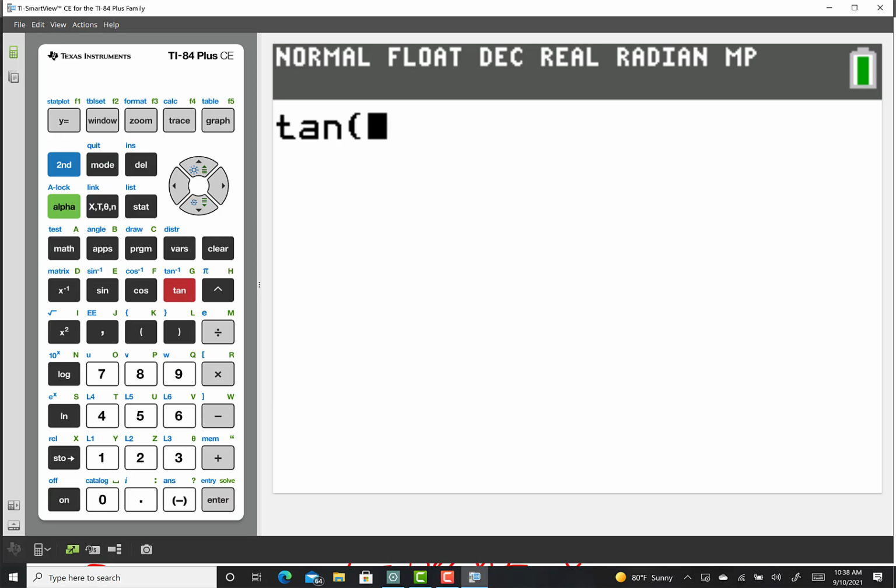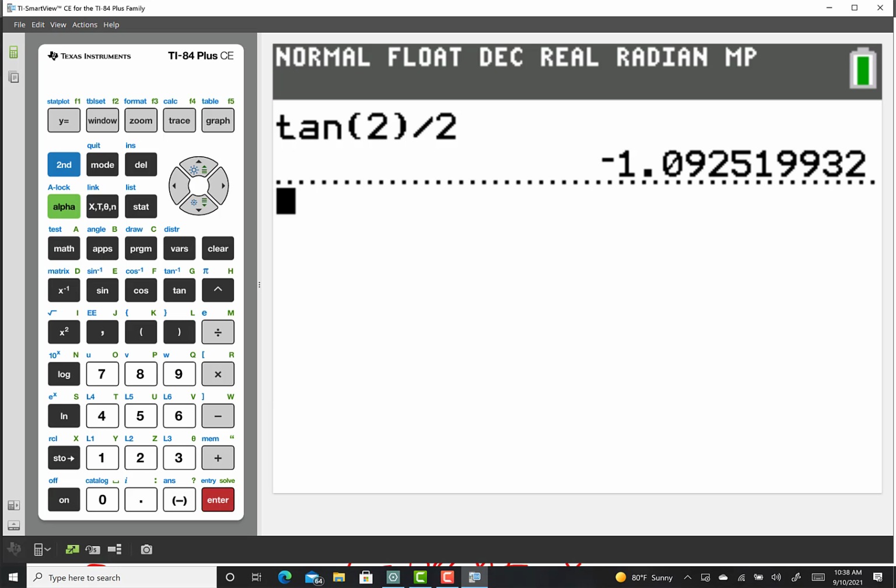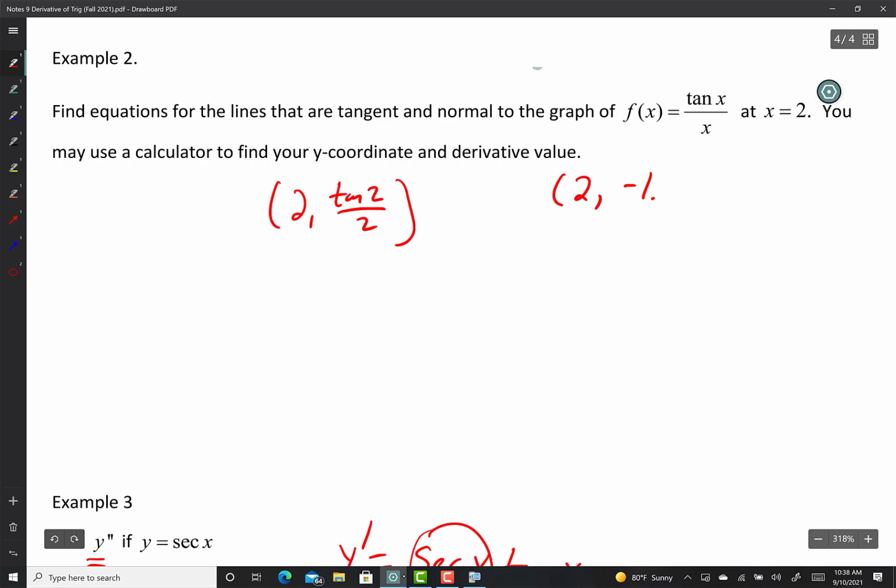What was it? Tan 2 divided by 2? So there it is. At least 3 digits after the decimal, but you know what? Let's put 4. Negative 1.0925. Did everyone get that?